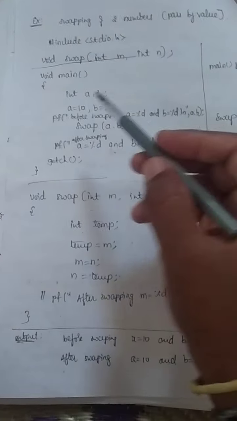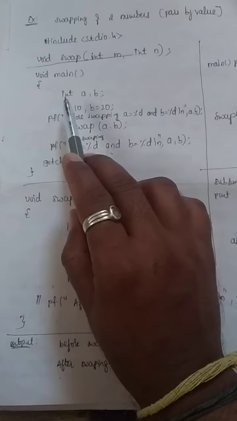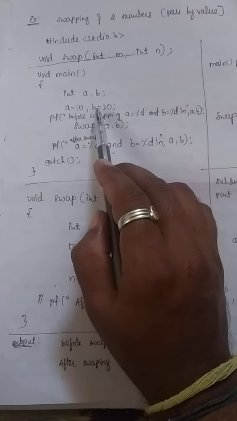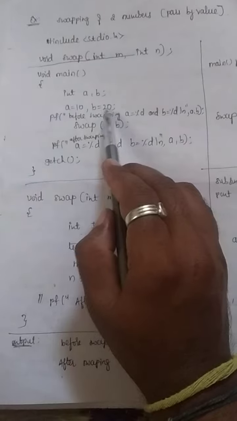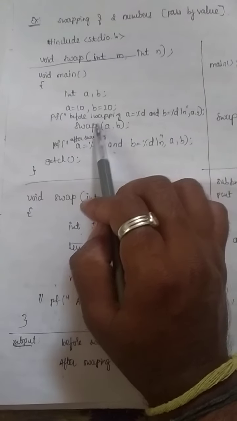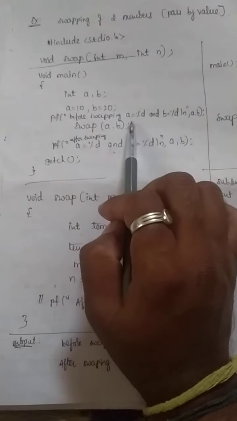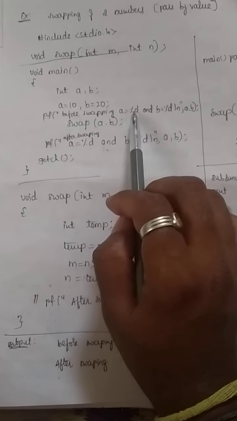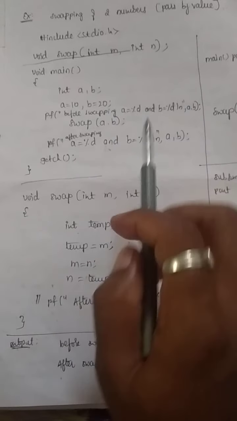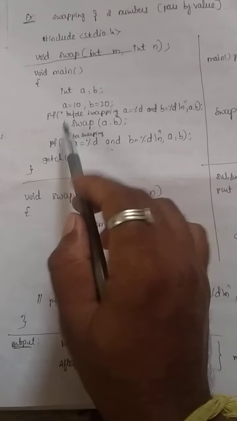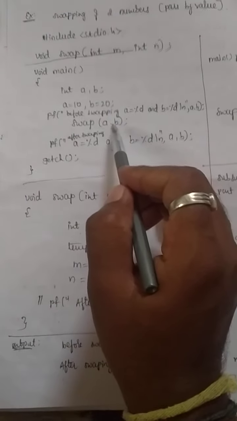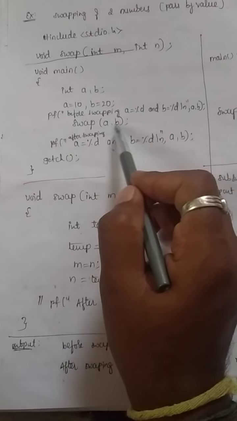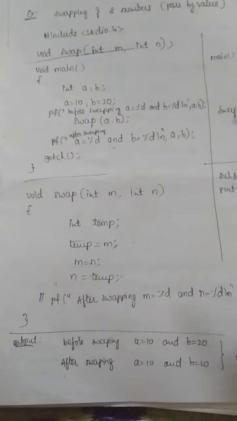Then in the main function, we declare two variables a and b. A value is set to 10 and b value is set to 20. Then before calling this swap function, I am printing the values of a and b by using a printf statement: before swapping, a value is this much and b value is this much. Then I will call the function swap(a, b). You can send 10 and 20 also, otherwise you can send a and b. A contains 10, b contains 20.